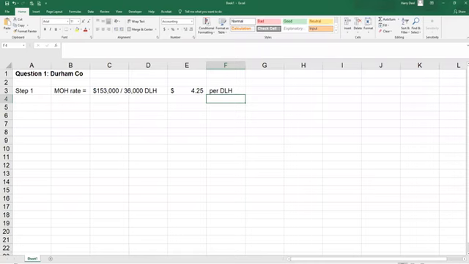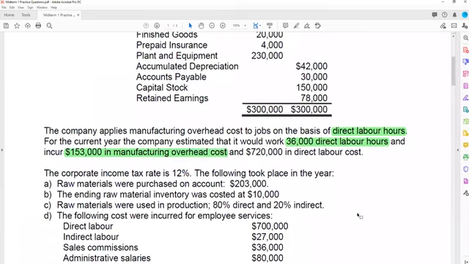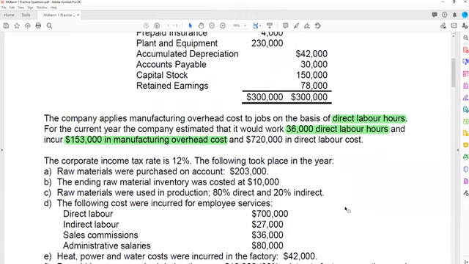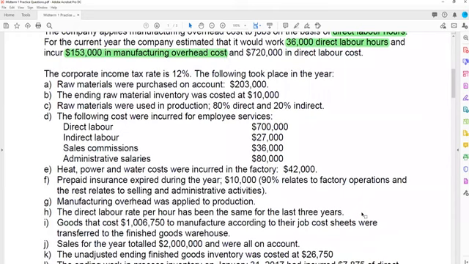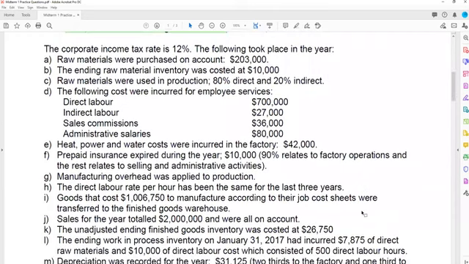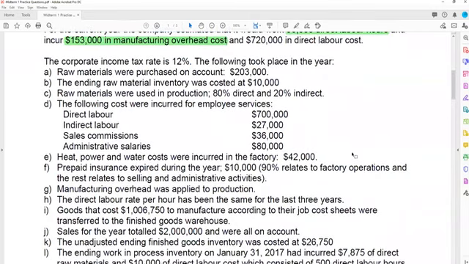Now I recommend that you also try to calculate how much of the total manufacturing overhead was allocated to all costs during the year. And that allocation is going to be based on the number of actual direct labor hours worked. If we look at the rest of the details in the question, they've given us the corporate income tax rate, 12%. We'll need that later when we calculate the net income for the year.